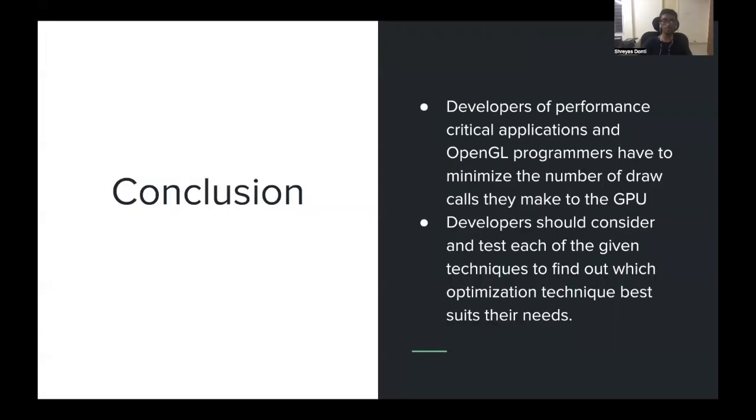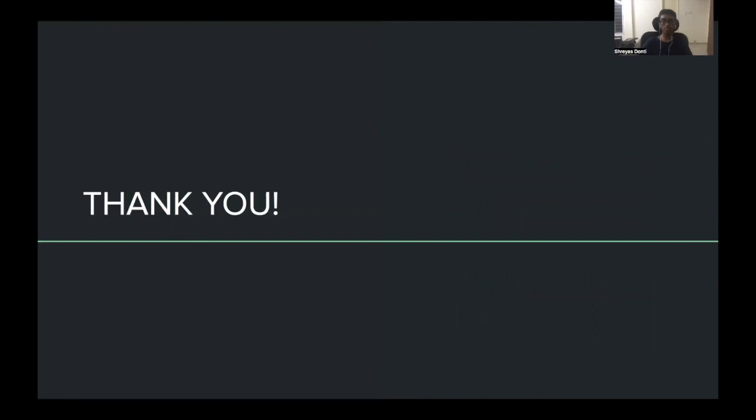Now that we've looked at all of these techniques, we can conclude that developers of performance-critical applications and OpenGL programmers have to minimize the number of draw calls they make to the GPU to make their applications faster and more performant. Developers should consider each of the given techniques and methods and implement them in their own programs, but should also consider which technique best suits their needs. And with that, I'd like to conclude and thank you for listening.